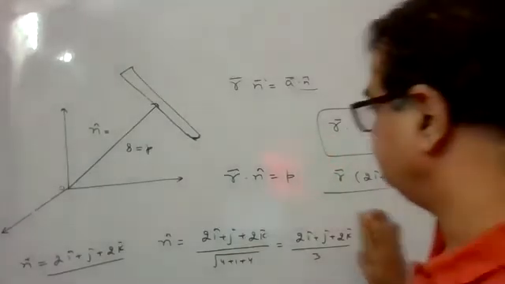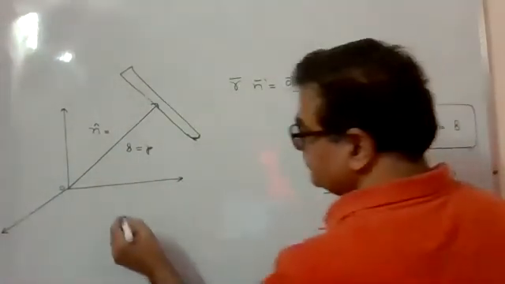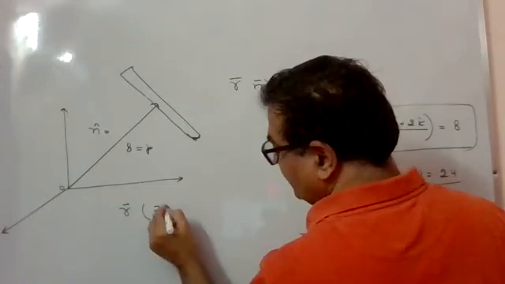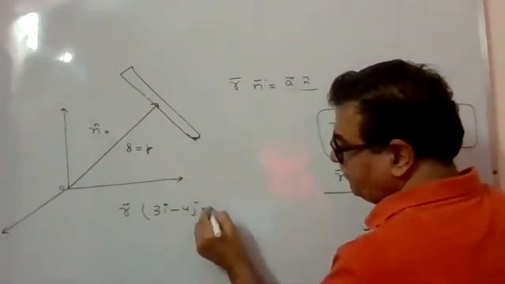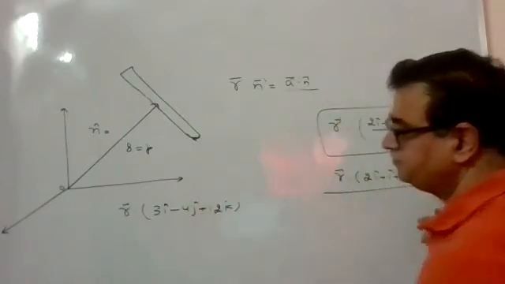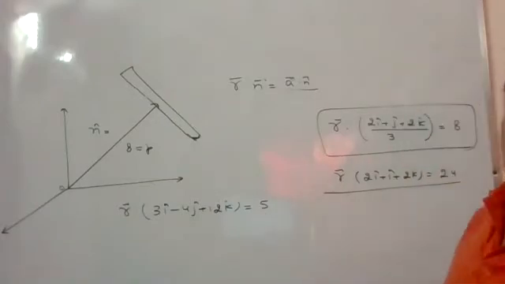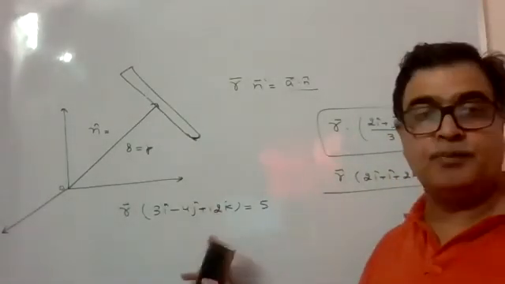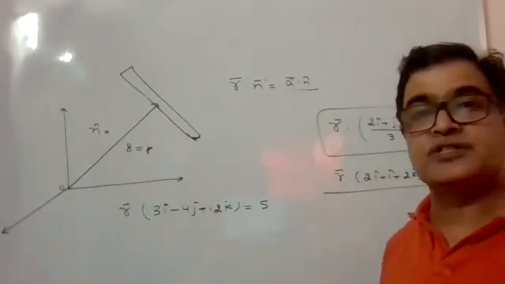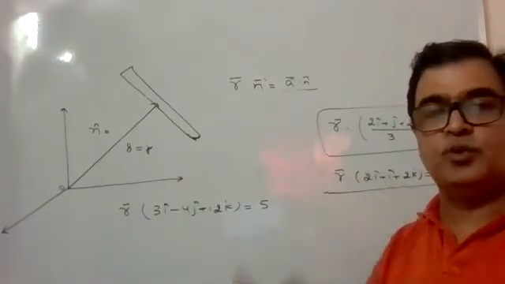Reduce the equation r vector dot 3i minus 4j plus 12k equal to 5 as a normal form. Reduce this to normal form. इसको आपको normal form में convert करना है, and then find out how much distance it will have from origin. How much distance this plane has from origin.